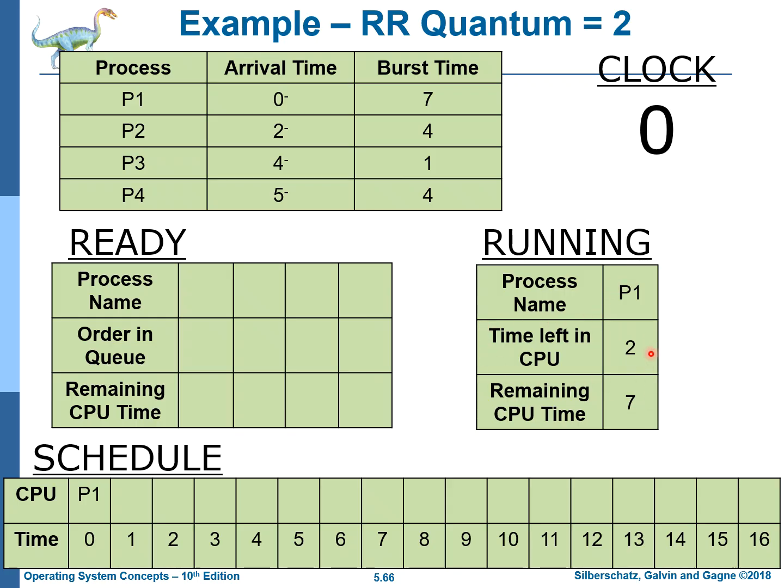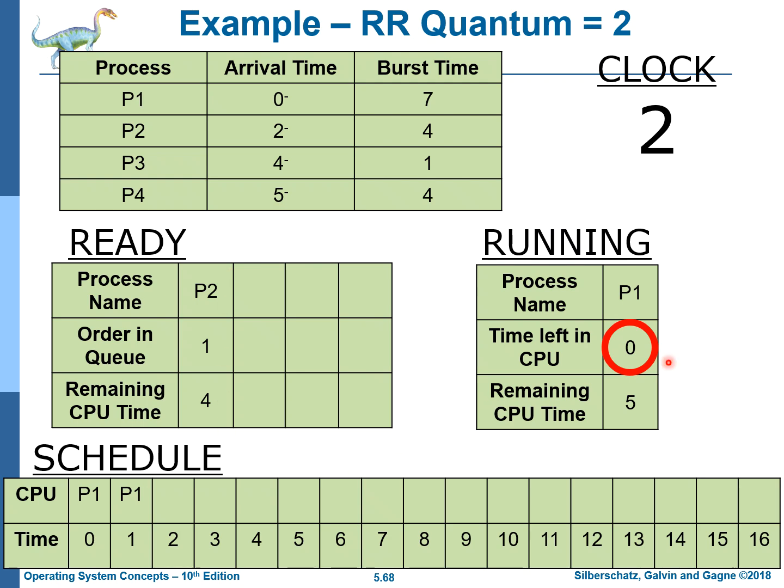So P1 gets scheduled and initially we have this time at 2. And as the time ticks up, this time will tick down, much like our remaining time. And when we see that our time left in CPU is 0, we're going to actually interrupt this process and bring it back to the ready queue. So we're interrupting this process and putting it back in the ready queue, and we say that P2 happened to arrive at 2 minus, so it arrived just before this, right?